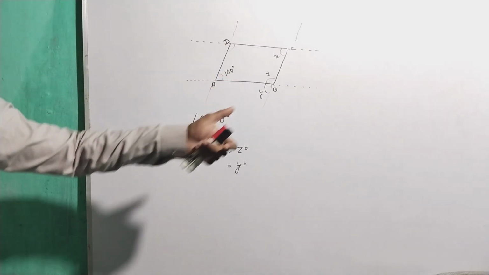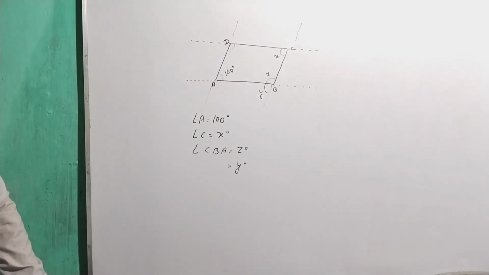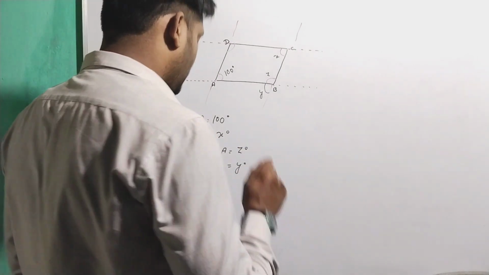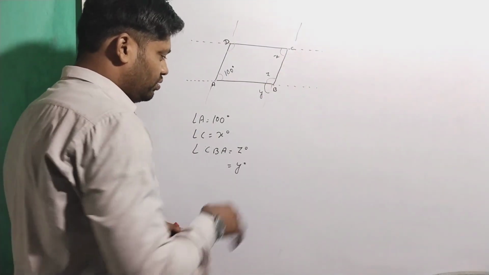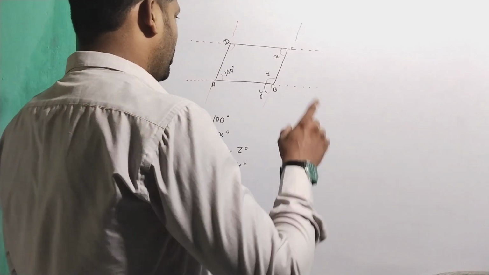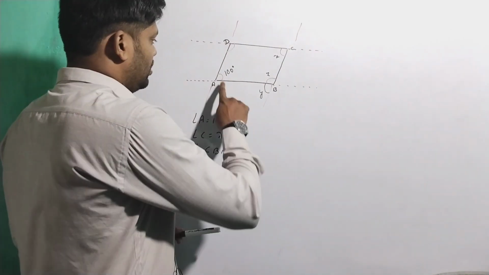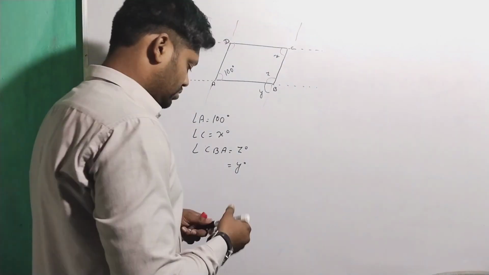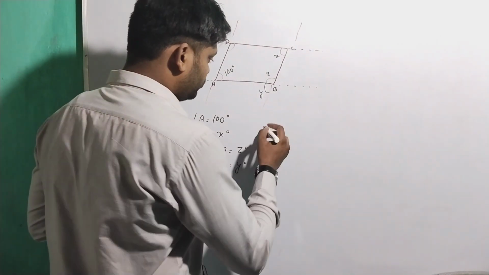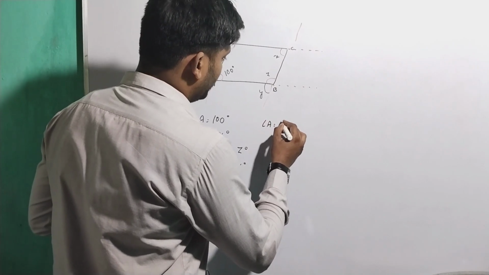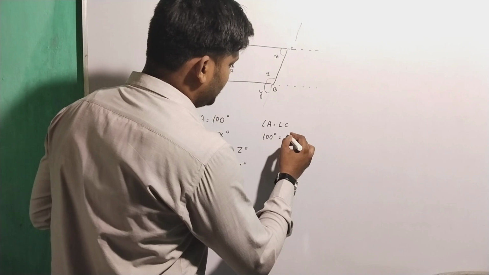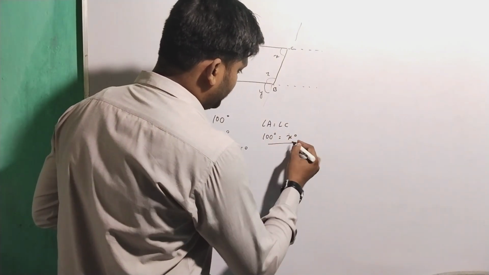Okay, so what are the properties of a parallelogram? The properties say that the sum of the adjacent angles is 180 degrees, and the opposite angles are equal. So with respect to that, angle A will be equal to angle C. Angle A is 100 degrees, and angle C is x degrees. So we got the x value.